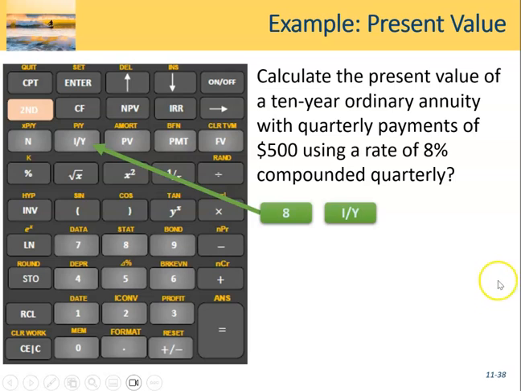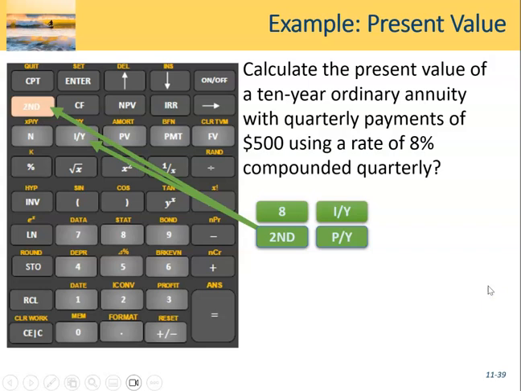Okay, so calculate the present value of a 10-year ordinary annuity with quarterly payments of $500 using a rate of 8% compounded quarterly. So we've got 8 IY, and it's an ordinary annuity, compounded quarterly with quarterly payments. That's what makes it ordinary, because the compounding and the payments are at the same frequency. Both of them are quarterly.